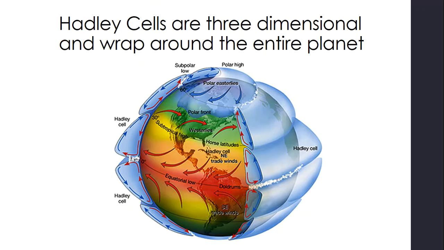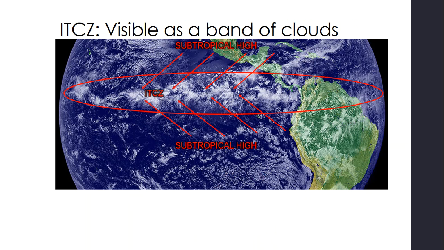And so Hadley cells are three-dimensional, and they wrap around the entire planet. You have these alternating bands of high and low pressure. And so this is a satellite imagery of the ITCZ. Your subtropical high is over here pushing your trade winds towards the ITCZ, and it's visible as a band of clouds. We'll look at a couple pictures of it.